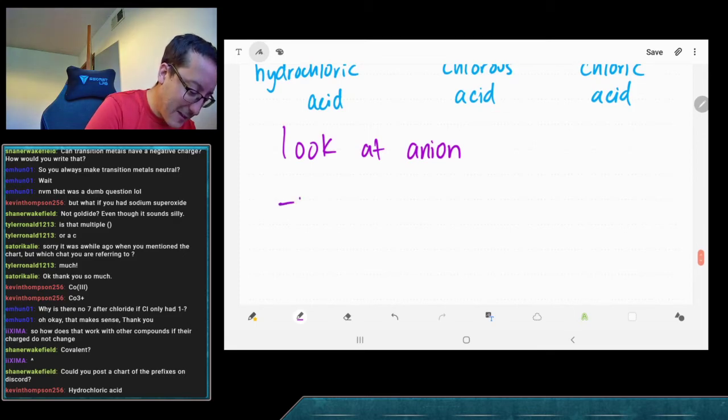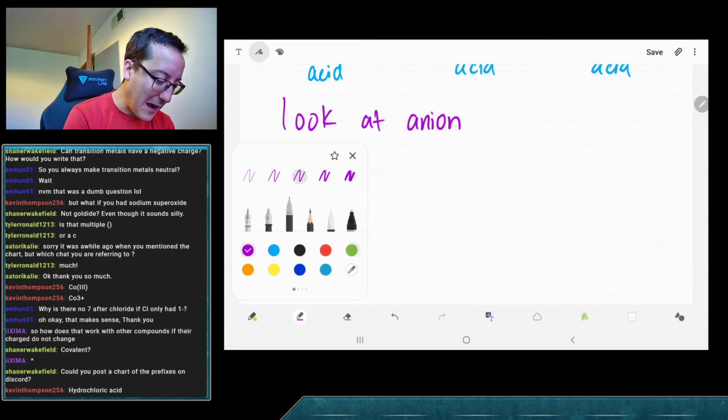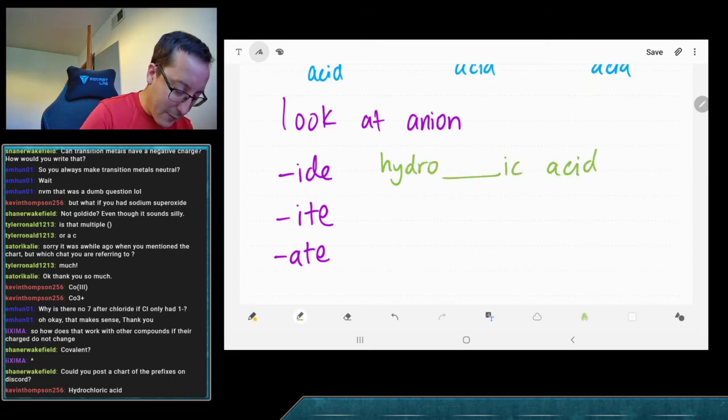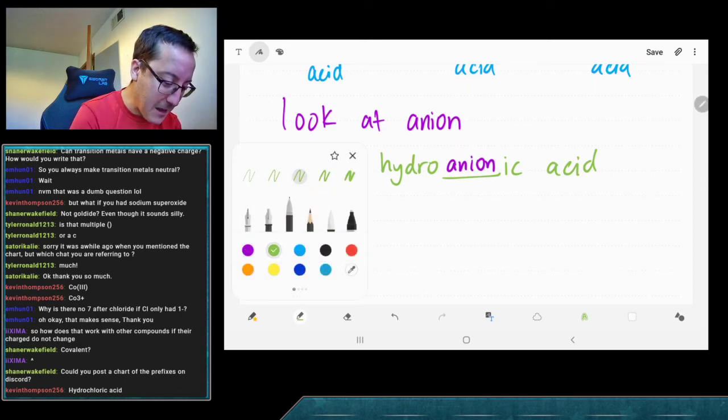The anion's name can be one of three things. Anions can end with "ide," with "ite," or with "ate." "Ide" we saw was typically our regular elements, and "ite" and "ate" are both polyatomic ion endings. So your acid will become whatever your anion name is. That could be chloro or bromo or whatever it happens to be. That's where we're going to put the anion name.